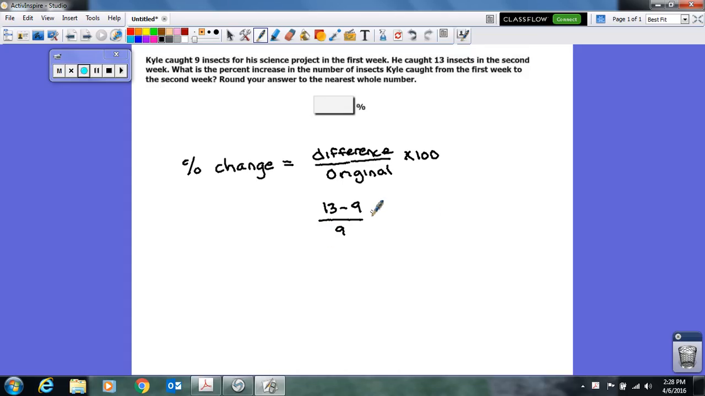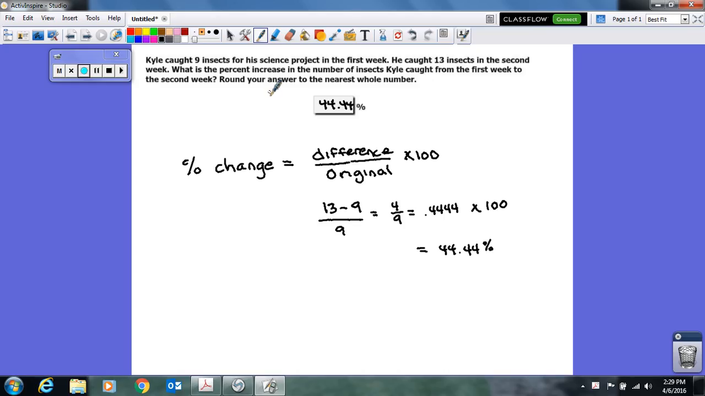So 13 minus 9 gives us a total of 4 over 9. And if I use my handy dandy calculator to figure out what that is, that comes out to be, I believe, 0.444 forever and ever. But when I multiply this by 100 to turn it into a percent, my answer rounded is 44.44%. So to answer this correctly, in this box we would put in 44.44.